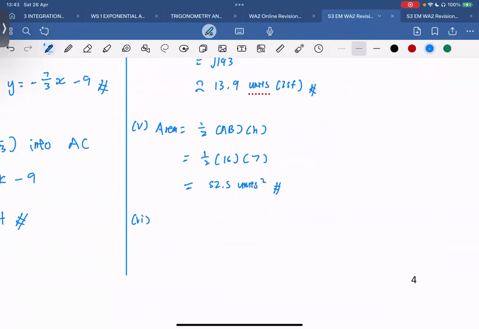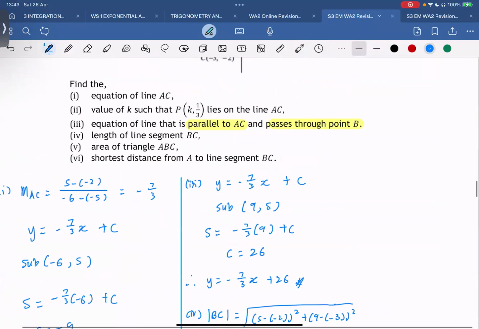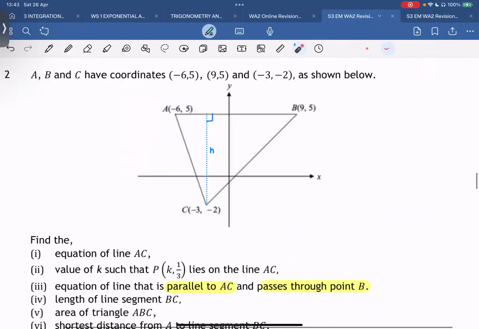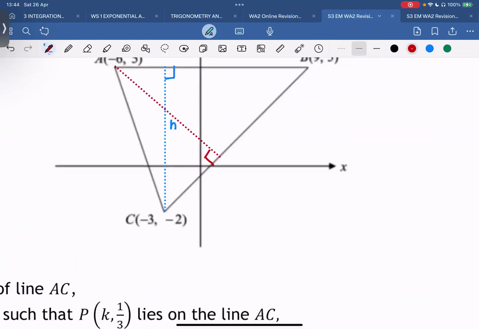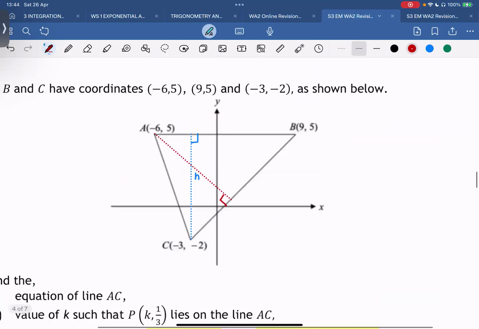Okay, and lastly, part 6. Find the shortest distance from A to line BC. Shortest distance from A to BC. Okay, so the shortest distance will always be the perpendicular distance, which is this length. Perpendicular distance meaning this will be a right angle. So I will label the length of this line as D.